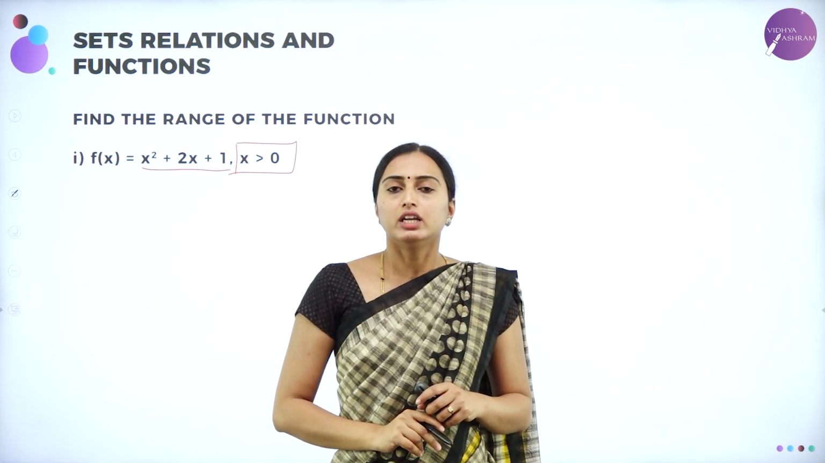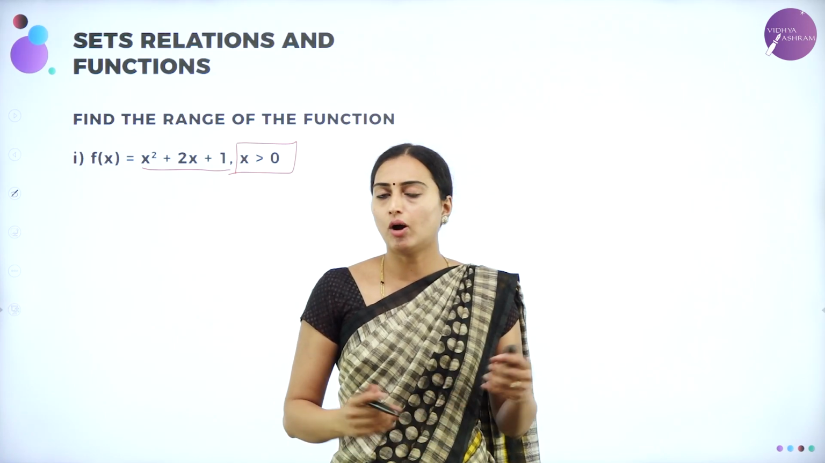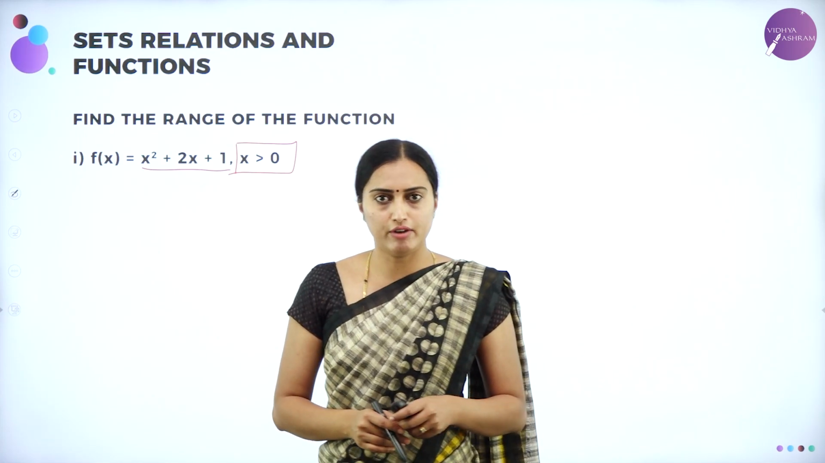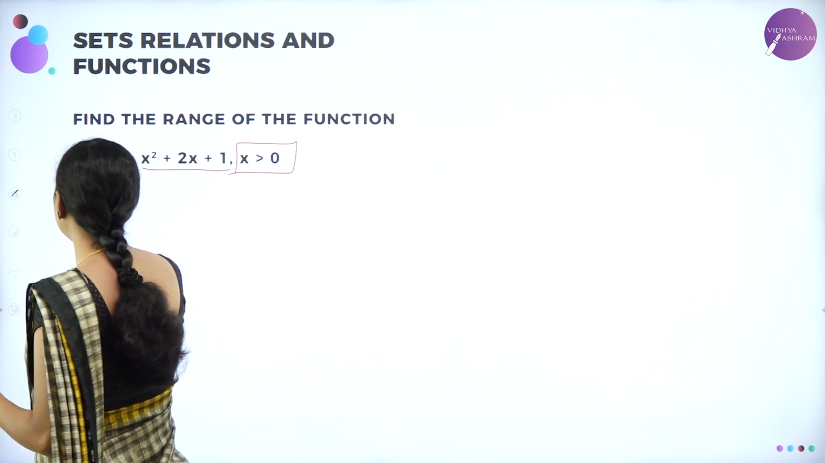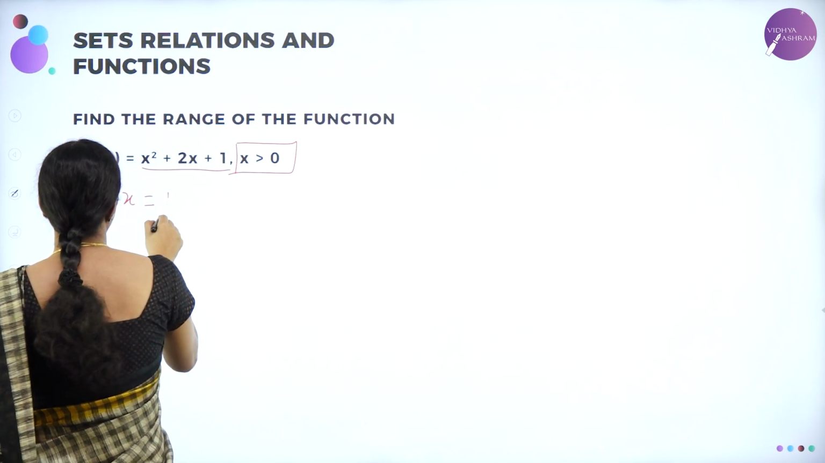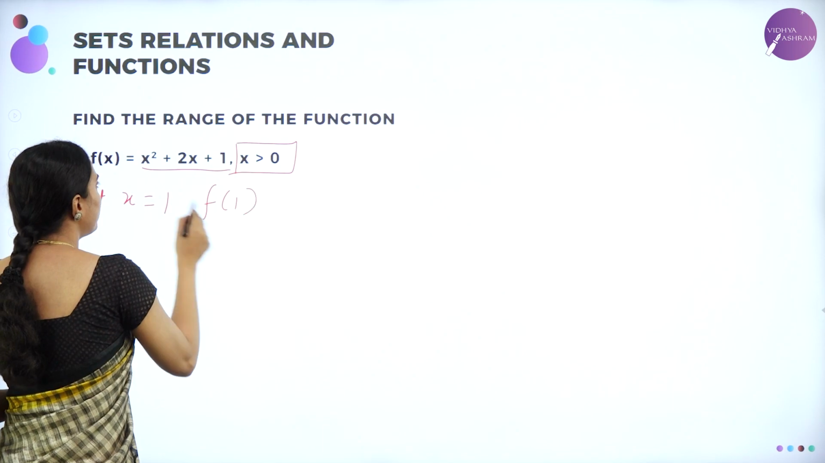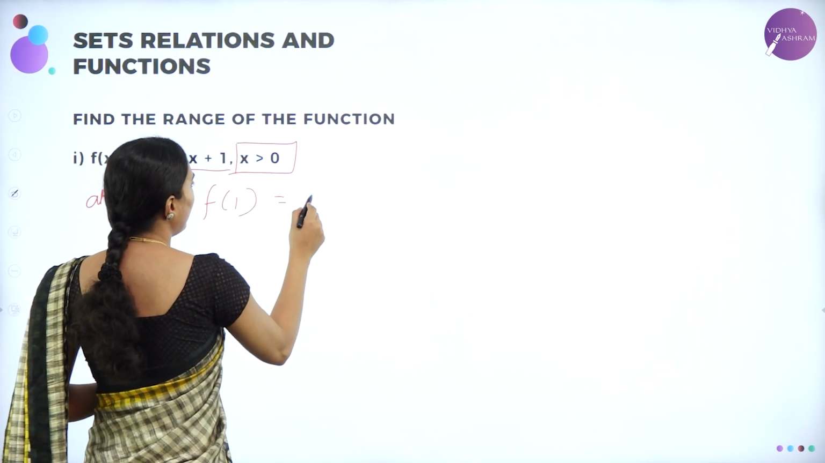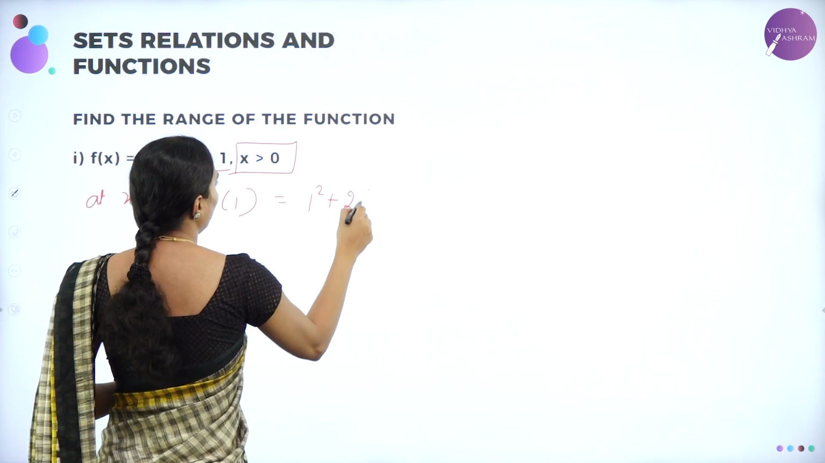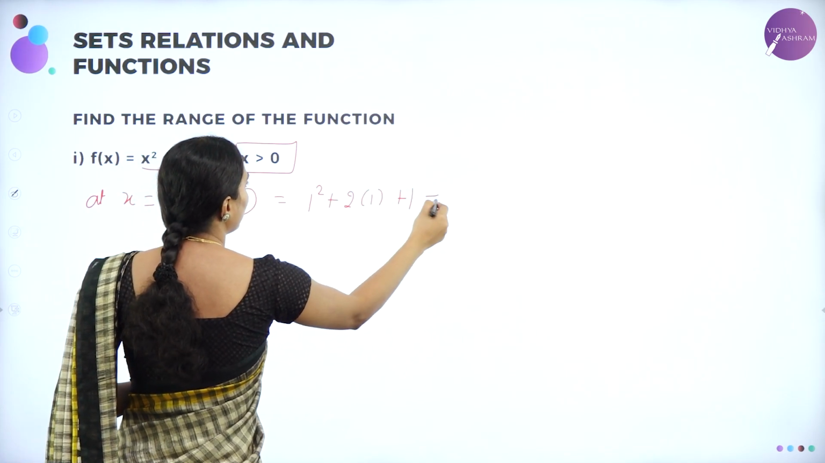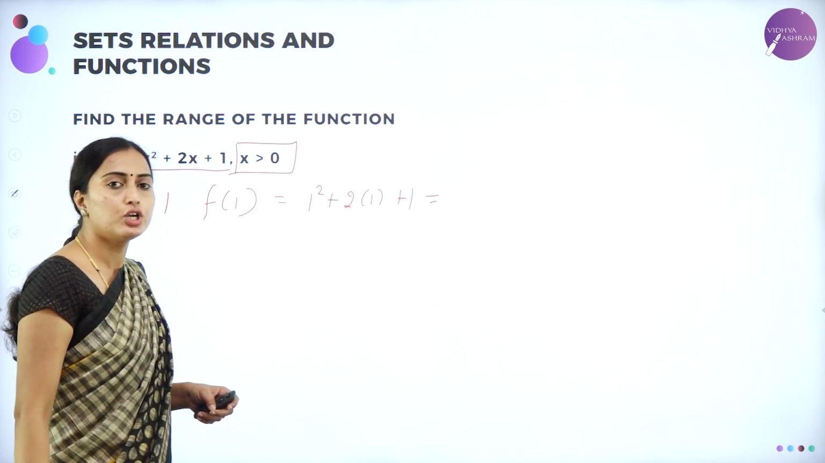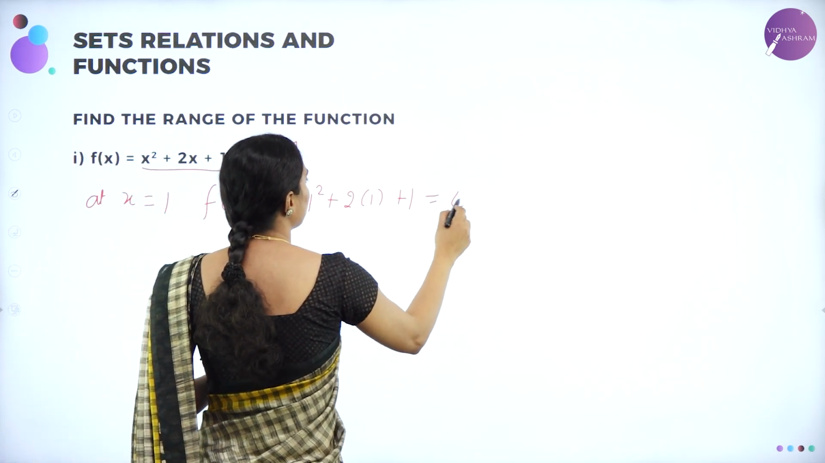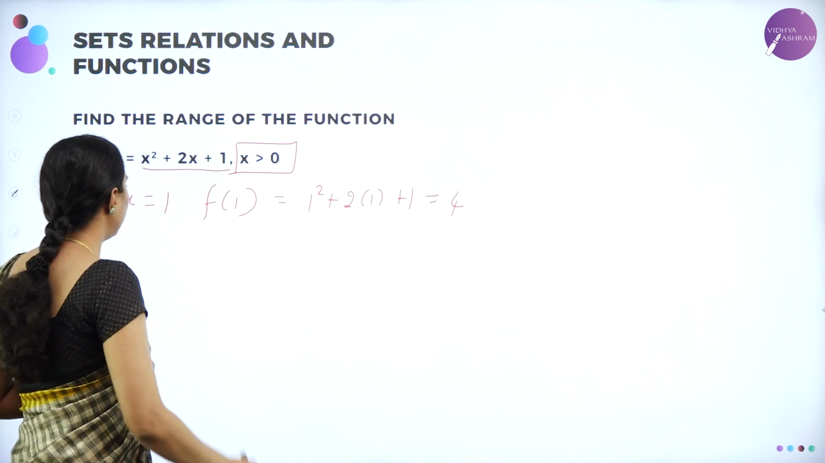You know already it will be starting from 1, which in mathematics is known as the natural numbers. Therefore, let me take it at x equal to 1. What is f of 1? Substitute 1 wherever x is there. So f of 1 is 1 squared plus 2 into 1 plus 1. 1 squared is 1, 2 into 1 is 2, 1 plus 2 is 3, plus 1 is 4. So f of 1 is 4 at x equal to 1.